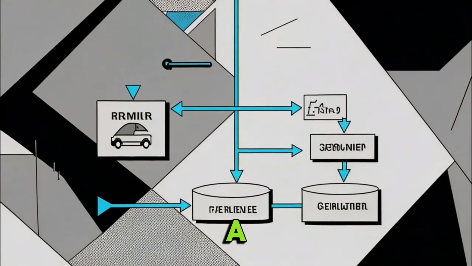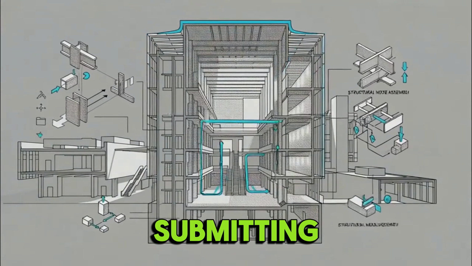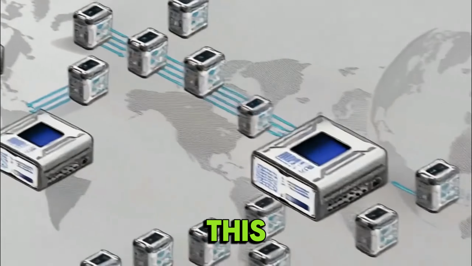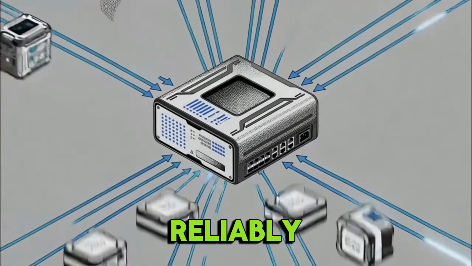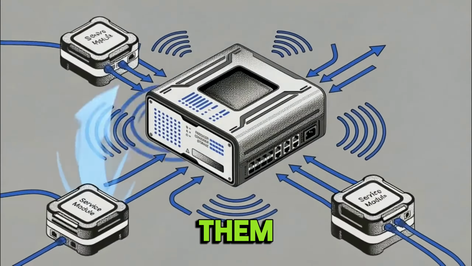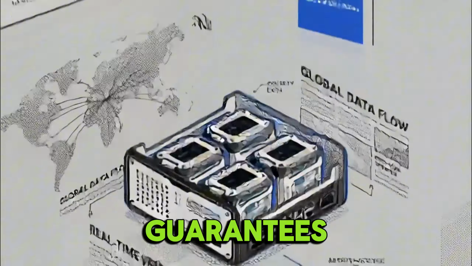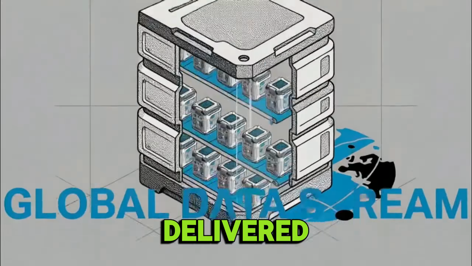A driver accepting a ride is a producer. A payment being processed is a producer. A rider submitting a rating is a producer. The second is the event broker. This is the infrastructure that receives events from producers and stores them reliably until consumers are ready to process them. In Uber's case, this is Apache Kafka. The broker guarantees that events are durable, ordered within a partition, and delivered reliably.